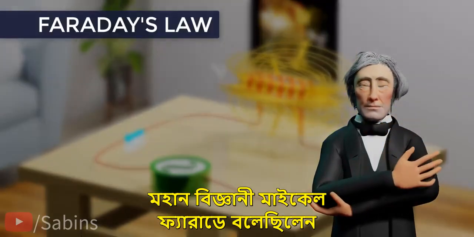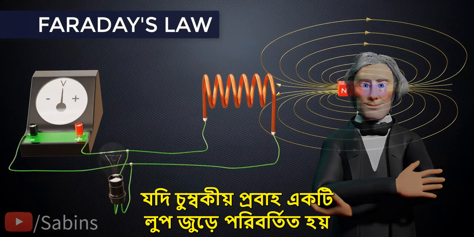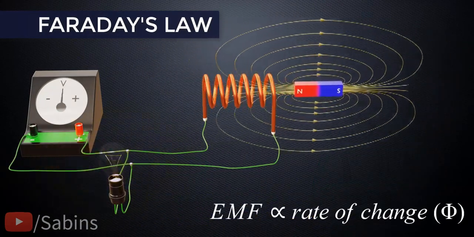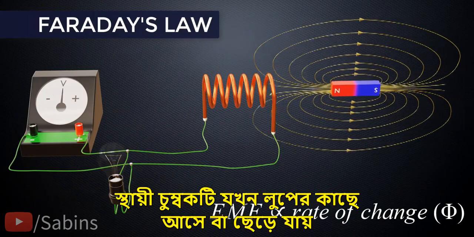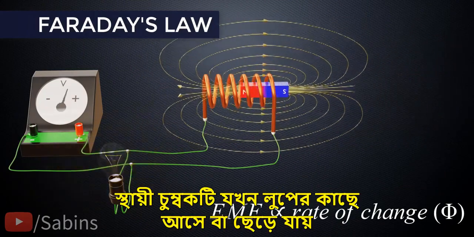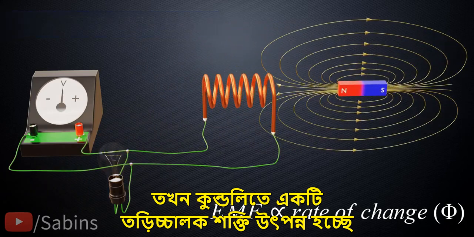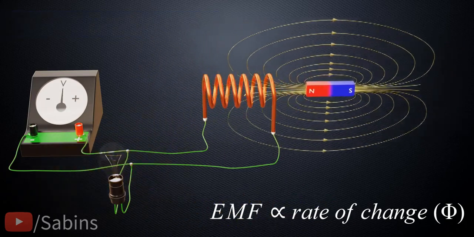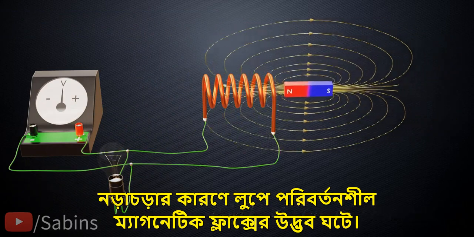The great scientist Michael Faraday said if the magnetic flux changes across a loop, it will induce an EMF across it. Here you can see that the permanent magnet approaches or leaves the loop. It will induce an EMF across it. This result occurs because the movement of the permanent magnet causes a varying magnetic flux on the loop.